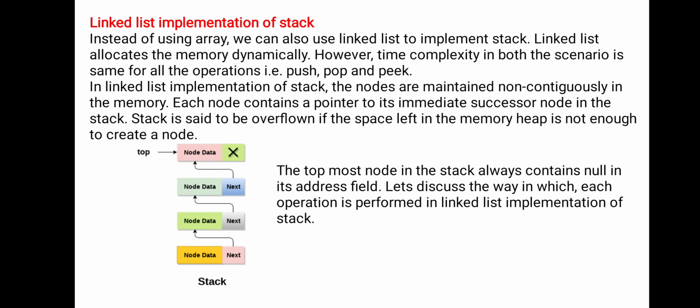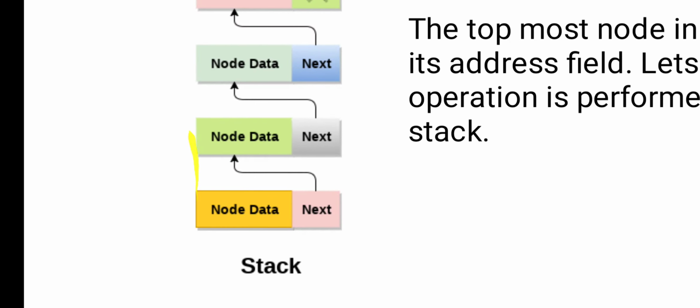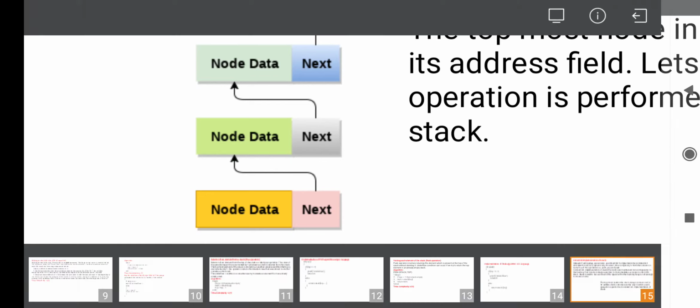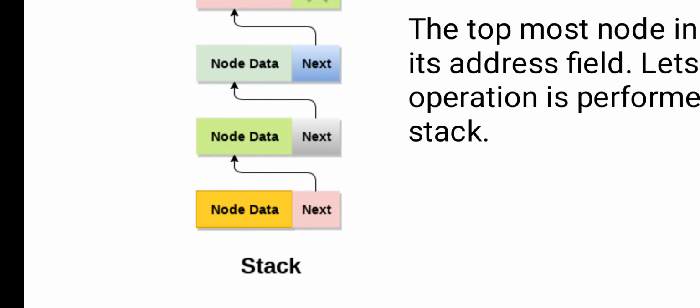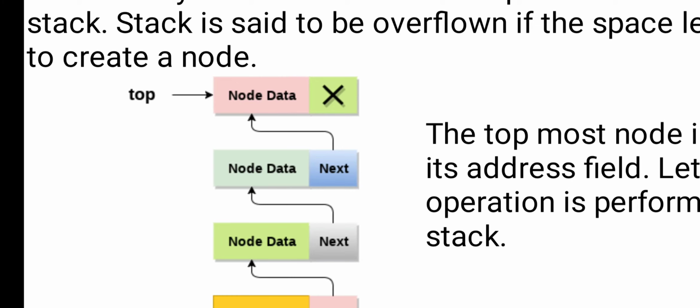The stack is said to be overflow if the space left in the memory heap is not enough to create a node. It is the same as before, but the only difference is the data structure. Instead of using an array, we have to use a linked list. See here, if you observe top, stack, node, data and next. This yellow color represents some value. The node contains 2 fields, data field and next pointer field. The data field contains the data, and the next pointer field contains the address of the next node.